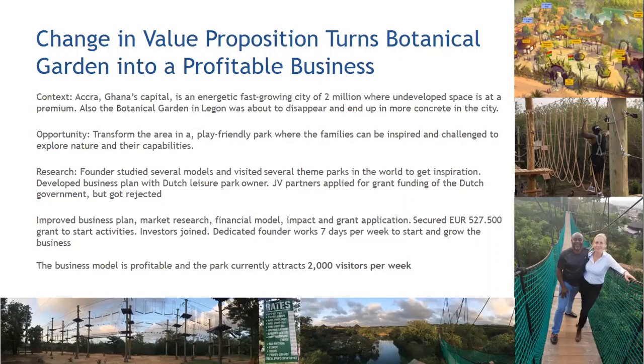So then they got a 500,000 euro grant, and they started, and now the park is totally profitable with 2,000 visitors per week. I have to say that the founder also works 7 days per week, so dedication is of course key. It took them 4 years from the plan till opening to get it done. I just want to stress, it's of course not an easy road, with a lot of obstacles, permissions, government preparations, things that take longer. I just want to give you perspective that this kind of more public area turned into a profitable business model.